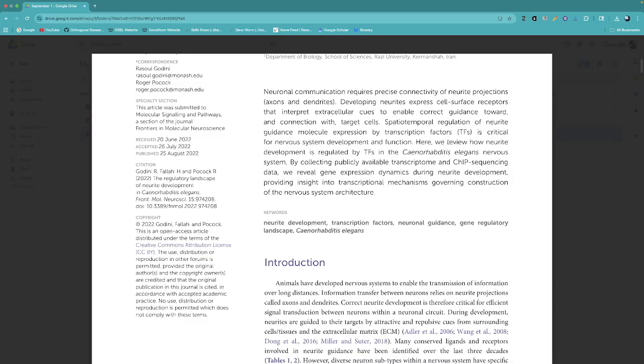Here we review how neurite development is regulated by transcription factors in the C. elegans nervous system. By collecting publicly available transcriptome and ChIP sequencing data, we reveal gene expression dynamics during neurite development. And so ChIP sequencing allows us to look at epigenetic phenomena, how genes are expressed. And then, of course, we have our transcriptome data, which is actually a measure of mRNA in a certain volume of tissue. This provides insight into transcriptional mechanisms governing construction of the nervous system architecture.